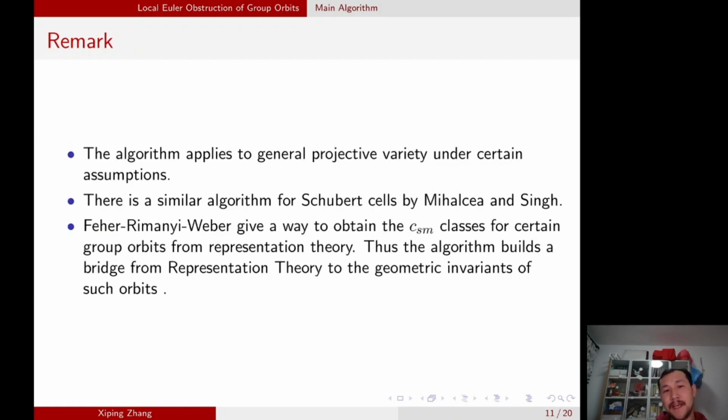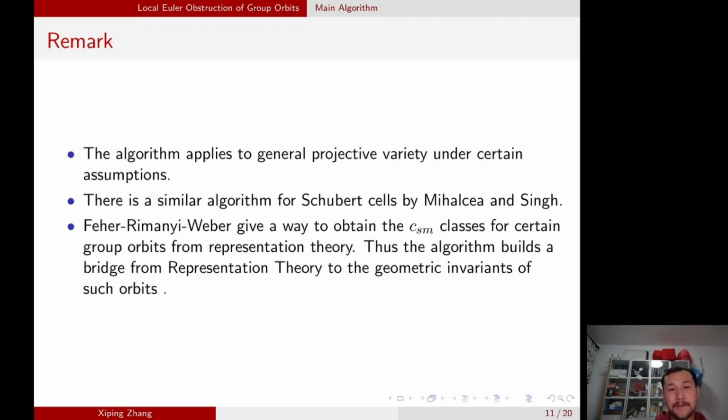So the first remark is that this algorithm actually applies to general projective varieties, as long as the strata of X and its dual variety X dual are all of different dimensions. And this algorithm will work for all such cases. We mention here that recently there's a similar algorithm for Schubert cells, proposed by Mihalcea and Zhang. They also use the Chern-Schwartz-MacPherson class to give an algorithm to compute the local obstruction for Schubert cells in cominuscule spaces. And Fehér, Rimányi, and Weber give a way to obtain the Chern-Schwartz-MacPherson classes of such group orbits from a representation theory angle. So actually our algorithm builds a bridge from geometric representation theory to the study of singularities of such group orbits, which we find to be quite interesting.